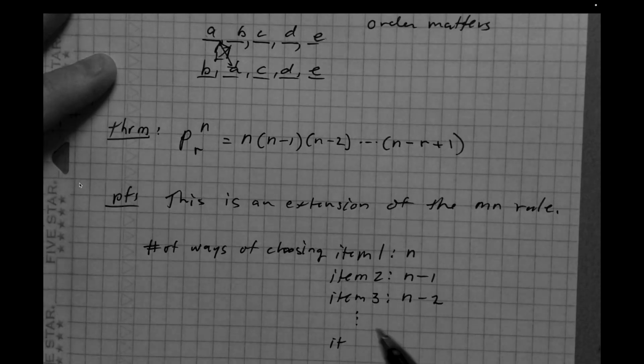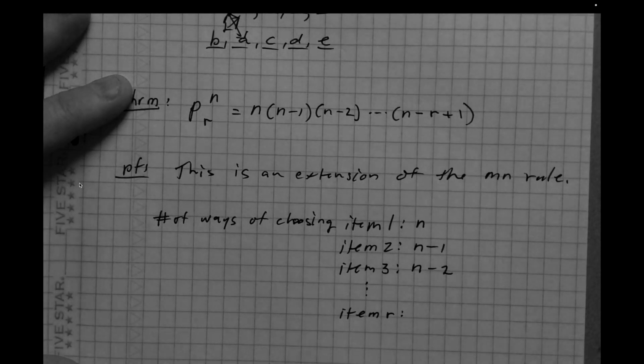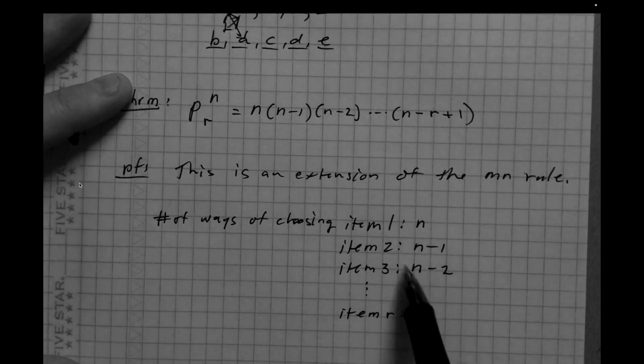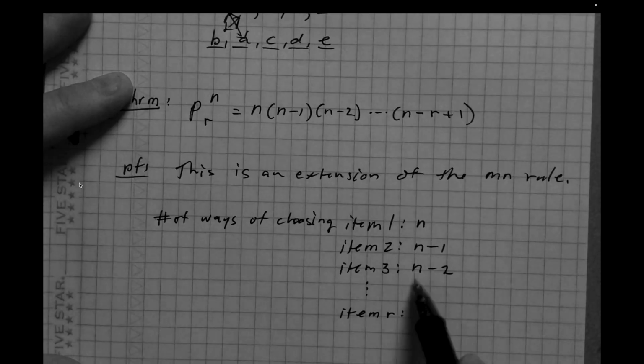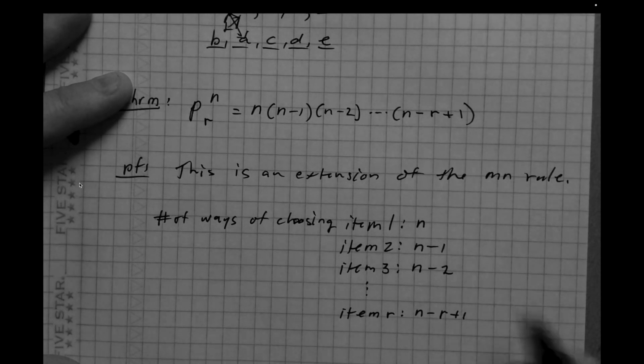Remember, we're choosing r items in total. So the number of ways of choosing item r, just look at the pattern. Item 2 is n minus 1. Item 3 is n minus 2. So item r is n minus r plus 1.